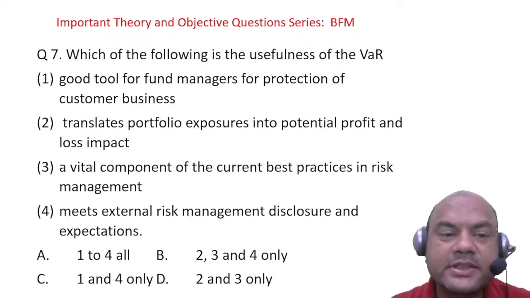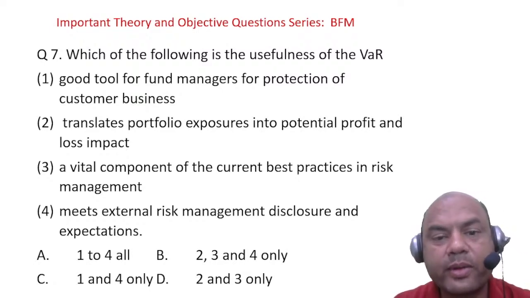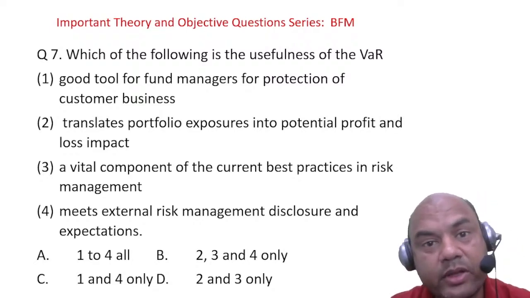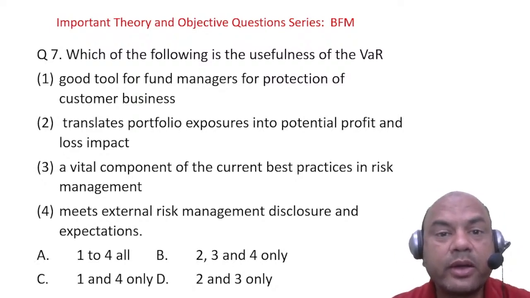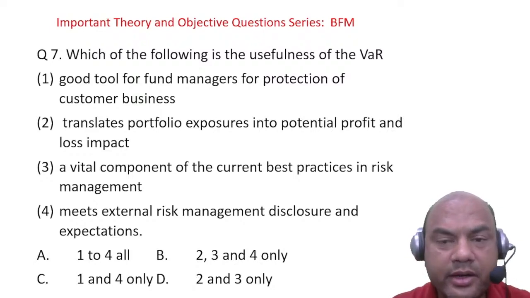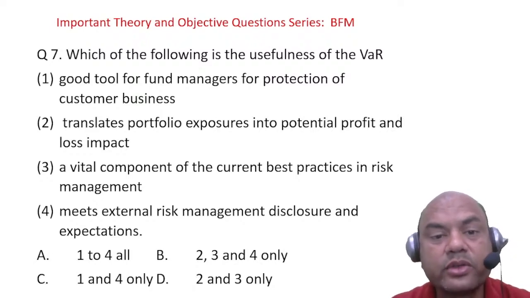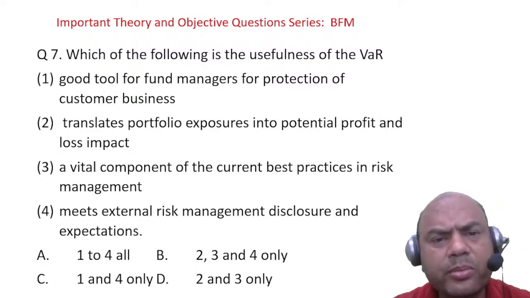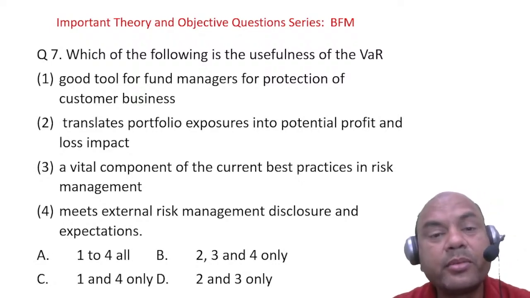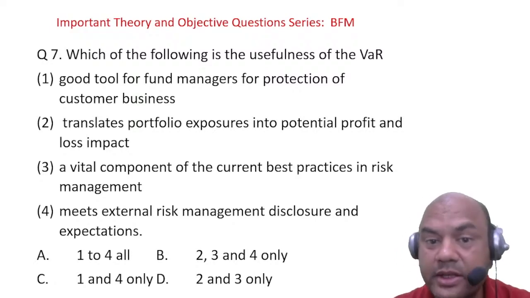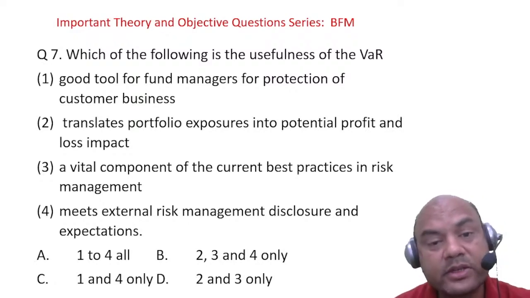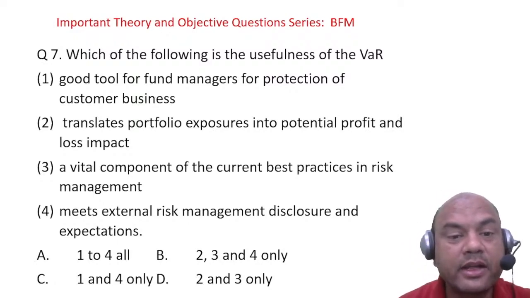Okay, let's discuss these 4 options. Good tools for fund managers for protection of customer business. Is it a good tool? Value at risk. I gave you that example of value at risk. Reliance 3000, 5% fluctuation, 150 here or there, right? So total 300. If I know the fluctuation of any stock or any commodity, will I be able to minimize my risk? Yes, I can. So that's why my business funds will be protected. So 1 is the right answer.